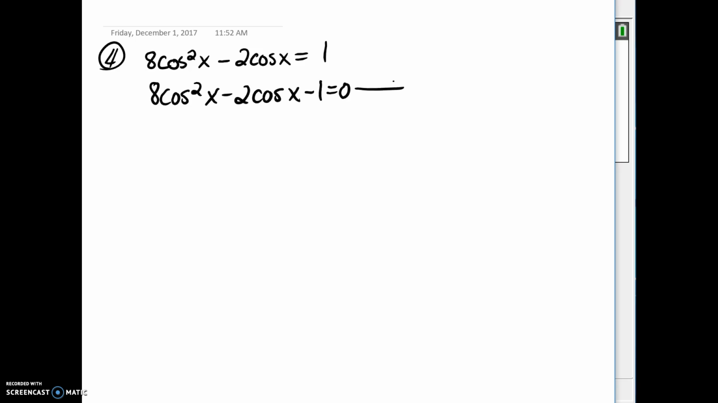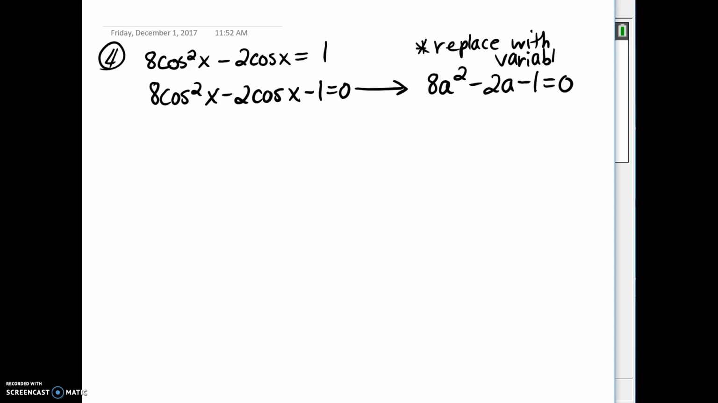And one strategy that comes back that we did use in the identities unit is you can replace the cosine x squared with a variable. I'm going to choose to go with a. So cosine squared will be replaced with a squared, cosine will be replaced with a. And then you can do your factoring, and then whatever factoring method works for you.